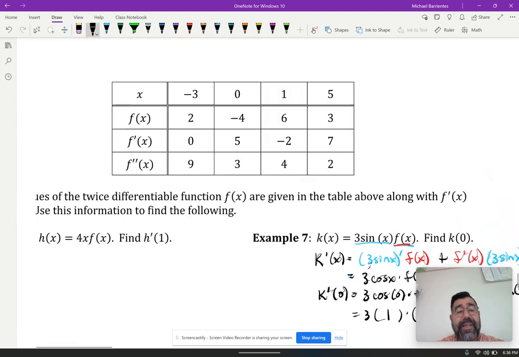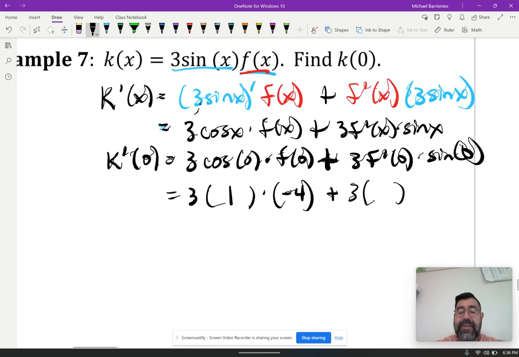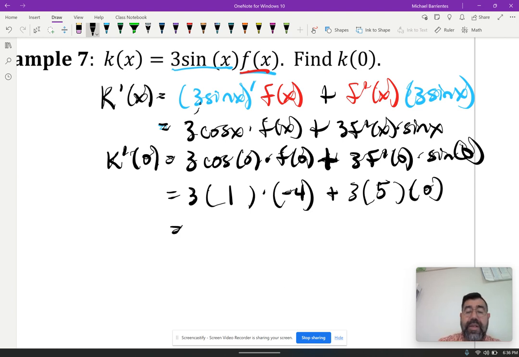So I go back to my table. When x is 0, my derivative is 5. So I come back over here and I say, all right, well, that's 5 times the sine of 0. And if you think of the unit circle again, sine of 0 is 0. This is what I need to evaluate in order to get my derivative value at x equals 0. If I multiply this, I get negative 12. If I multiply this, I get 0. So therefore, my answer is negative 12.